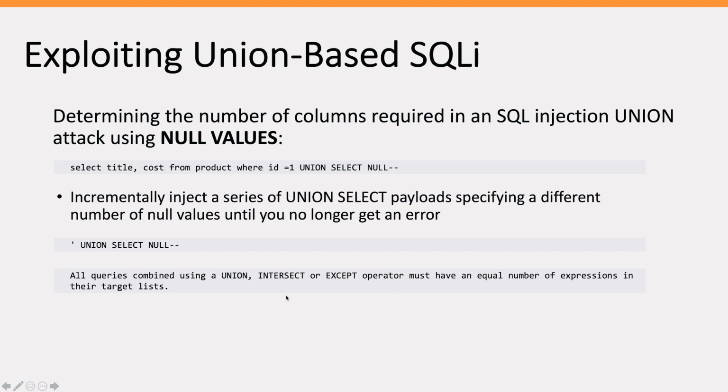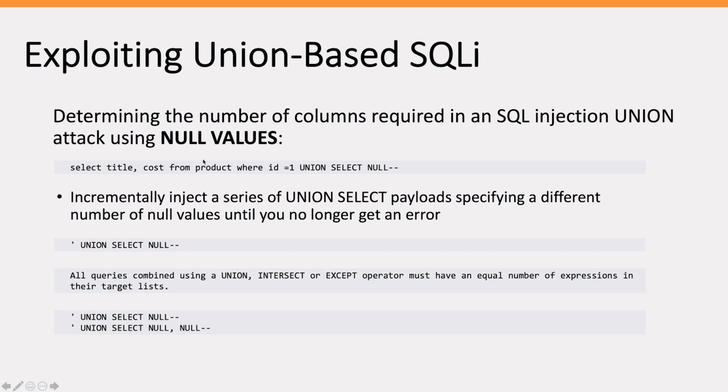So it's telling me you're using the union operator, but your 2 queries don't have the same number of columns. And so I know that the query does not have only 1 column. So I increase the number of null values again by 1. So now I have 2 null values. And I try it out and I see if it gives me an error. That means it has more than 2 columns, and I try 3 and so on until I no longer get an error.